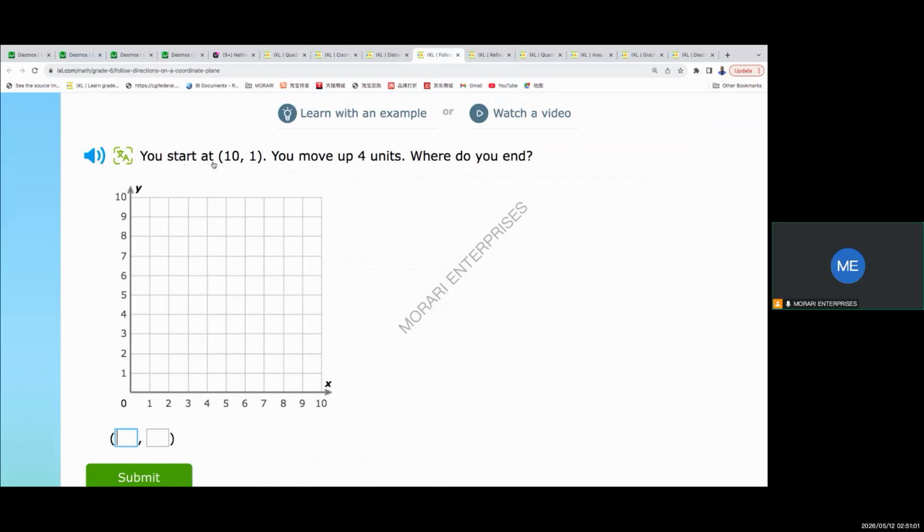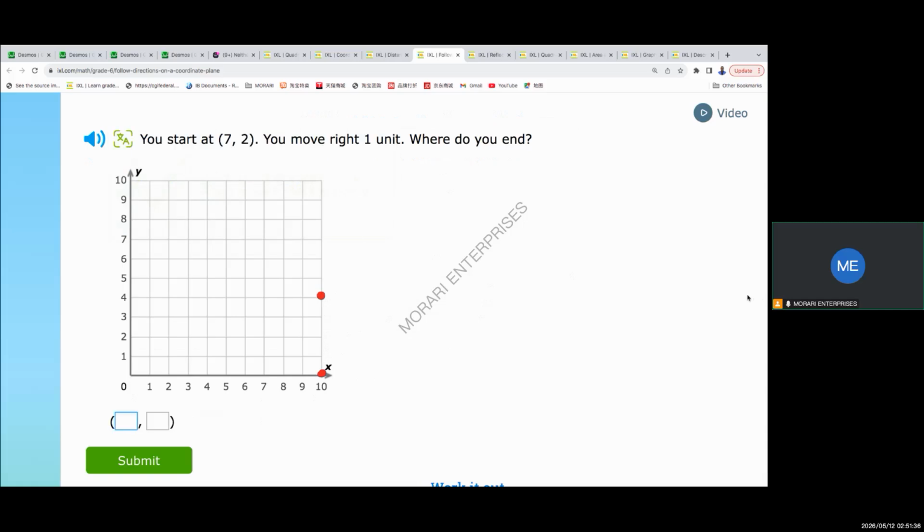Okay, here, you start at 10, 1. 10 on the x, 1. This is where we start. We're starting here, 10, 1, and you move up 4 units. 1, 2, 3, 4. This is where we land. Where do you end? 10, 5. So we write our 10, 5 and we submit. See, awesome.